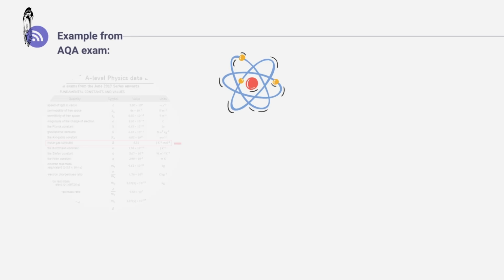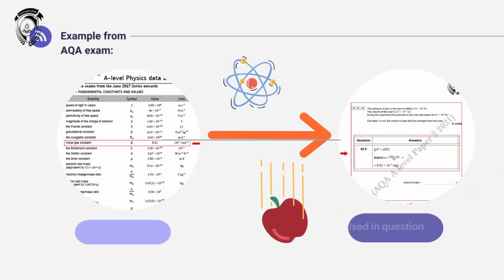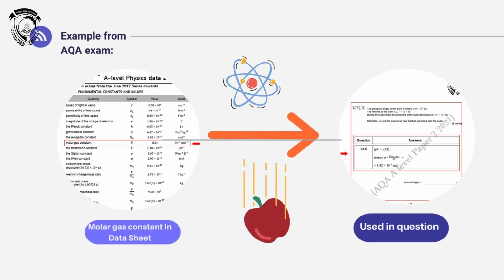Here is an example for you. You can see the molar gas constant, which is R, equal to 8.31 joules per Kelvin per mole, is given in the data booklet. In the question, which is from AQA A-Level Paper 2 2021, they have asked us to find N, which simply requires you to plug in the values, and one of the values is R, the molar gas constant. So if you don't know the value, you can simply go over the data booklet and take your value from there.